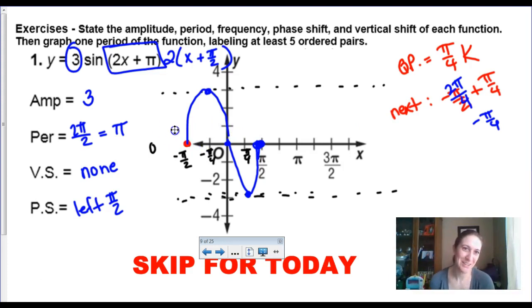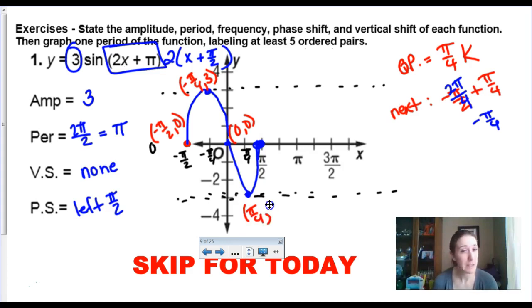Then I can go ahead and label the 5 marks that I apparently graphed. So this guy right here is negative pi over 2 comma 0, and this guy is negative pi over 4 comma 3. This is 0, 0. This is pi over 4 comma negative 3. And this one is pi over 2 comma 0.